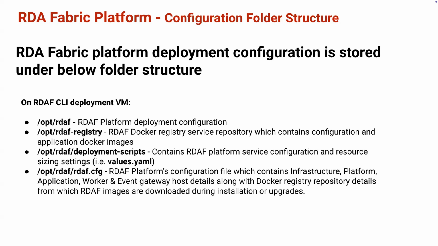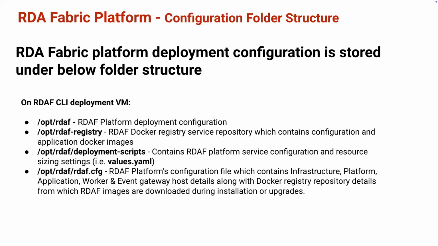Then we have /opt/rdaf/deployment-scripts. This is the folder under which we keep the values.yaml, which has the templatized version of all of the microservice configuration. Let's say you wanted to increase the resource limits or resource allocation; this is the configuration file we need to edit to apply those settings, so that the RDAF CLI pushes those configurations across the distributed VMs when the application is deployed.